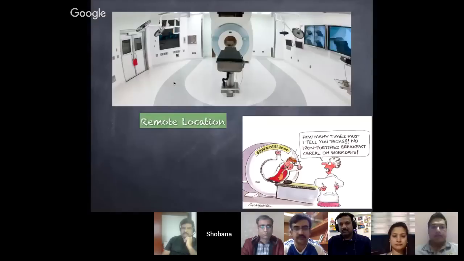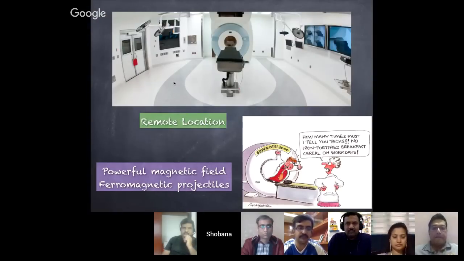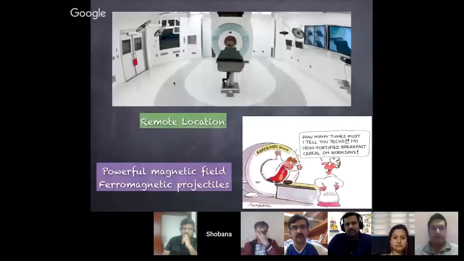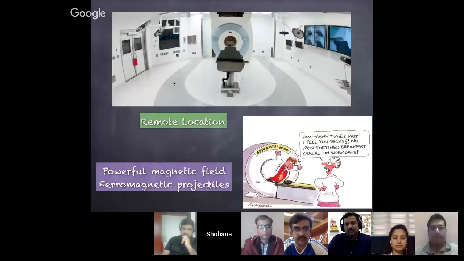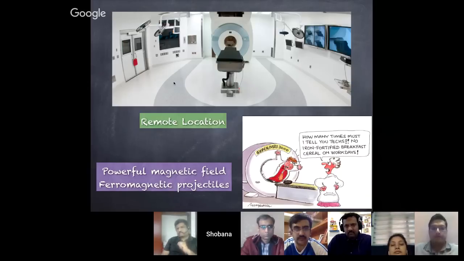So I did mention that this is a remote location, and then there's a powerful magnetic field that is generated by the magnet itself. So any metallic object can act as a projectile, and this can harm the patient as well as the personnel in the operating room. Therefore, there can be no needles, and you cannot use the routine monitors that we commonly use in the ORs. Besides that, you can't bring in pagers and cell phones, and all this will make us a little more unfamiliar and a little more uncomfortable, I guess.